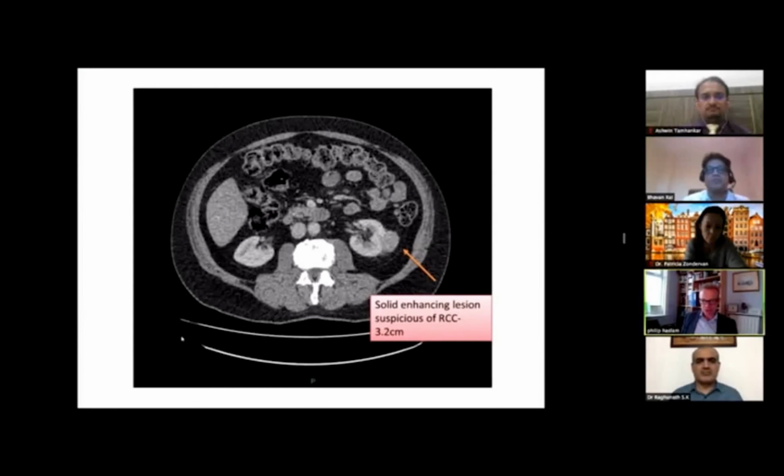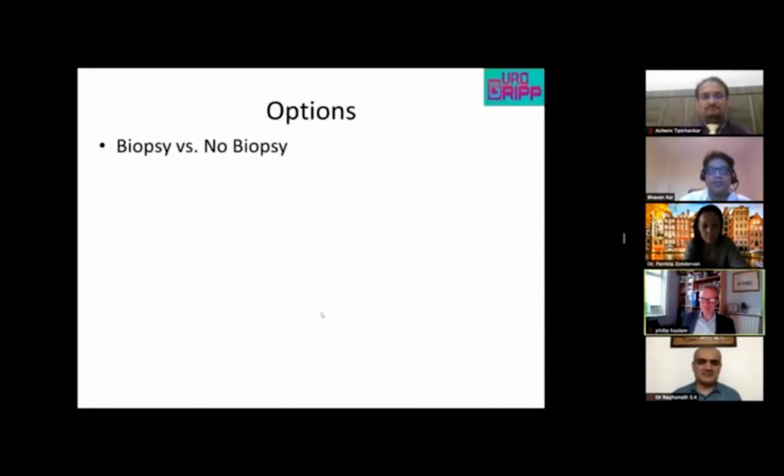Yeah, well, as you said, it's a solid enhancing lesion. It's very suspicious for a small RCC. Looks very familiar, actually. I'm sure that's one I've dealt with. I think you may have. So it measures 3.2 centimeters. Patricia, if I could come to you on this, would you biopsy this lesion or would you proceed with treatment based on what we have available?